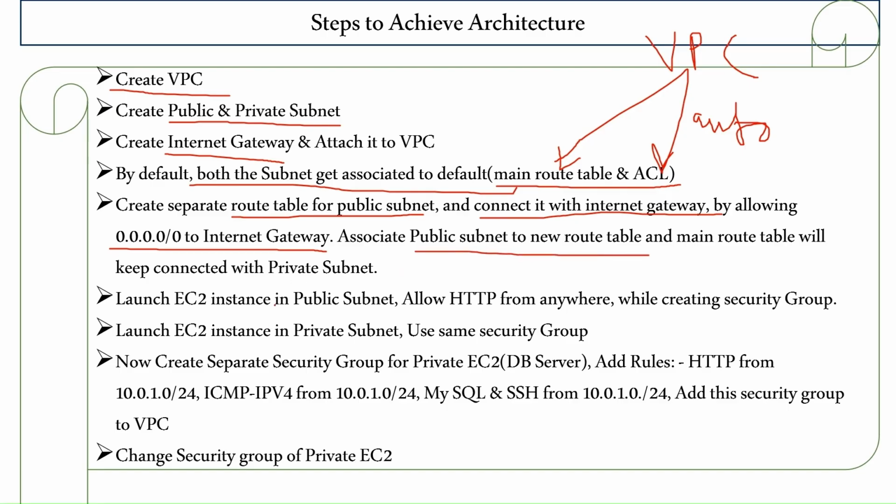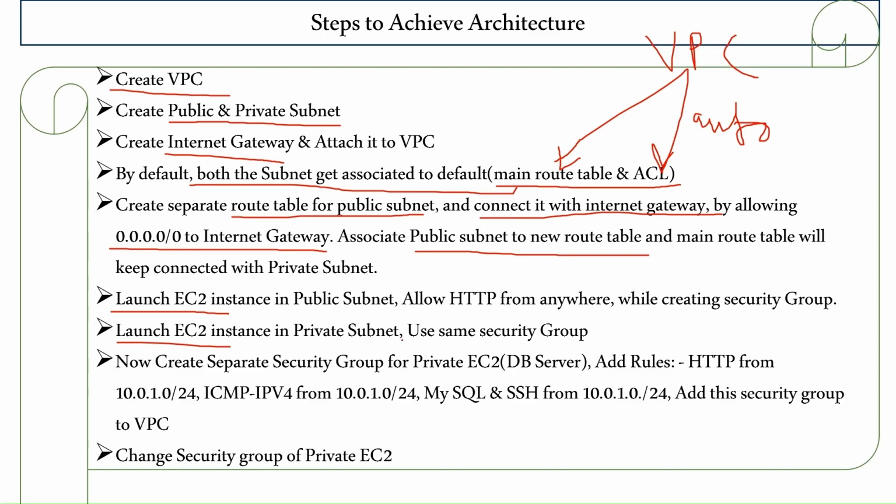Now this might sound alien to you guys, but when I show you this in actual, you will be able to relate and understand. Then we will launch our EC2 instances. We need two EC2 instances because we need one web server and one database server. The web server EC2 will be in the public subnet, and the other one will be in the private subnet.